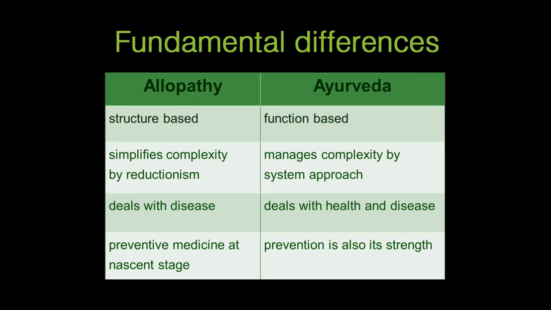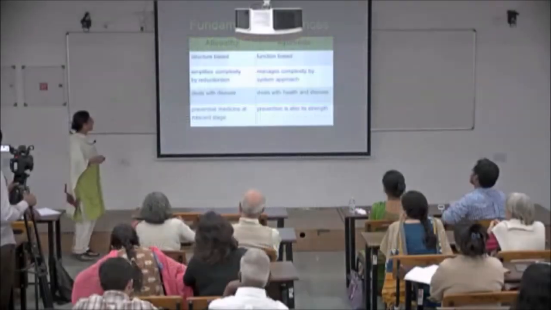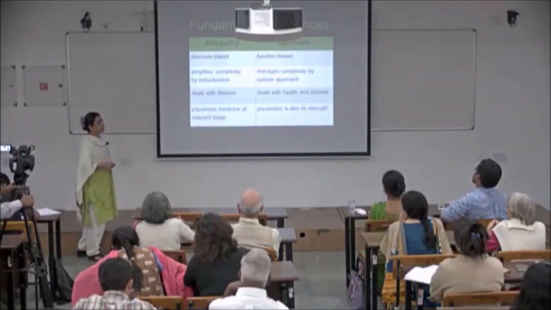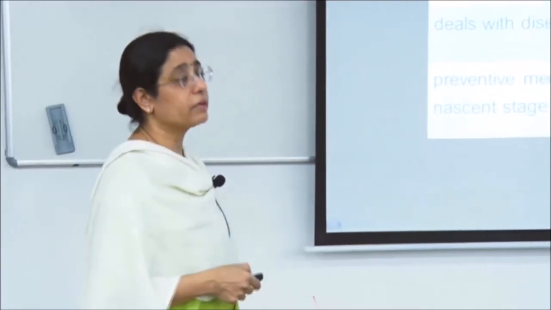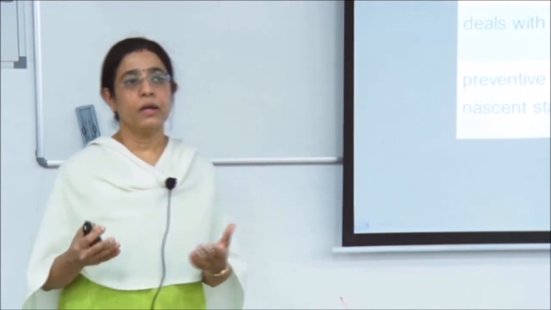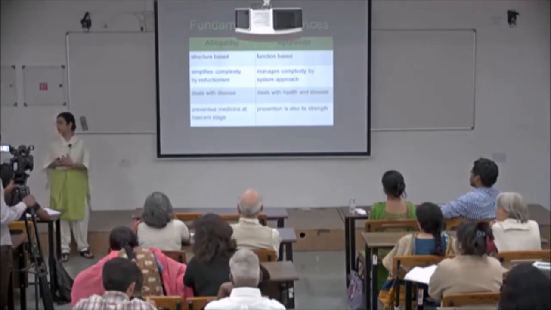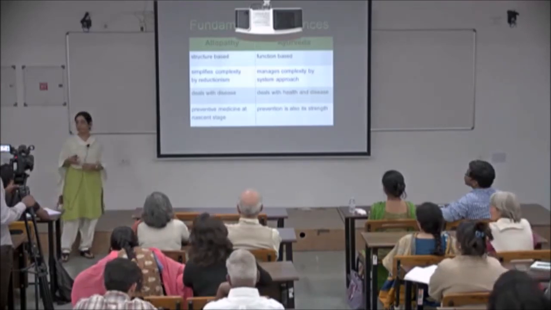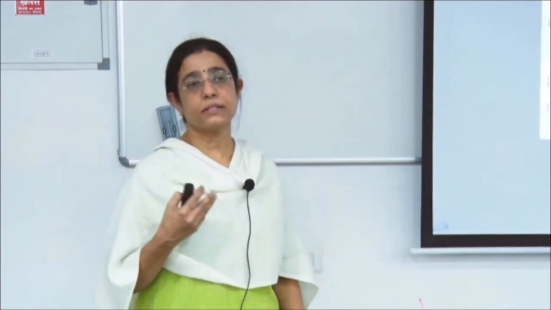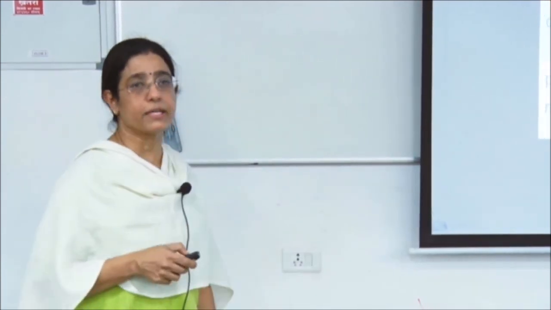Western medicine simplifies complexity by reductionism, and Ayurveda manages complexity by a systems approach. It's looking at the entire system. Allopathy deals with disease, Ayurveda deals with both health and disease. The word Ayurveda itself tells you that it looks at both disease and health. Ayu means life, Veda means science. So it's a science of life, it's not a science of disease.